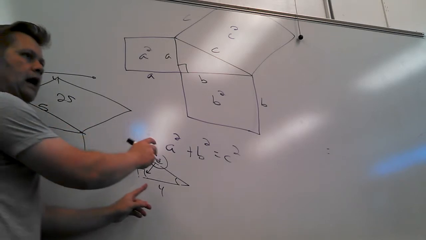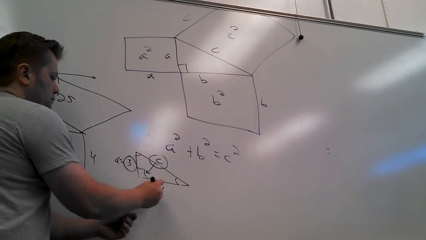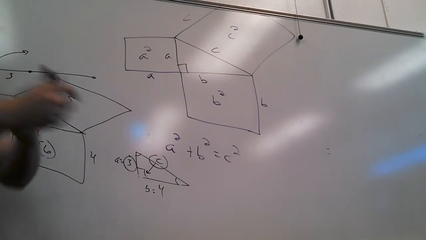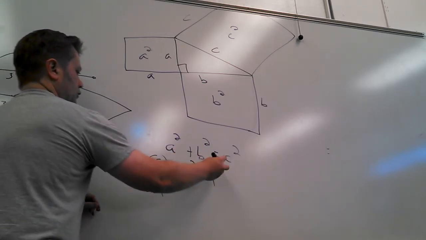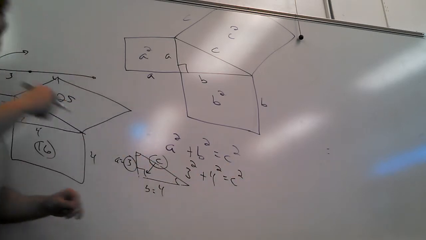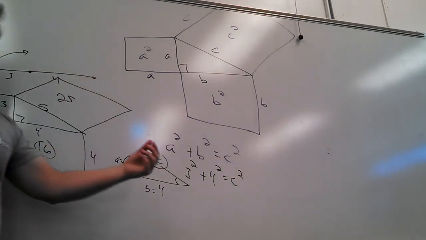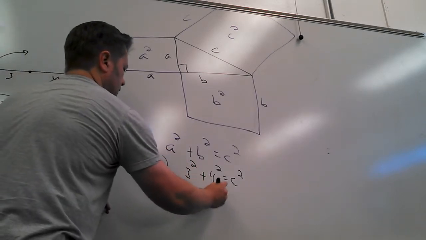So, mathematically, how would I do this? I could call this A, I could call this B. A and B don't really matter. They just have to be the other two legs. So, A is 3, so I get 3 squared plus 4 squared equals C squared. Now, how do I work that out? 9. Good, you have to square before you add. So 9 plus 16.